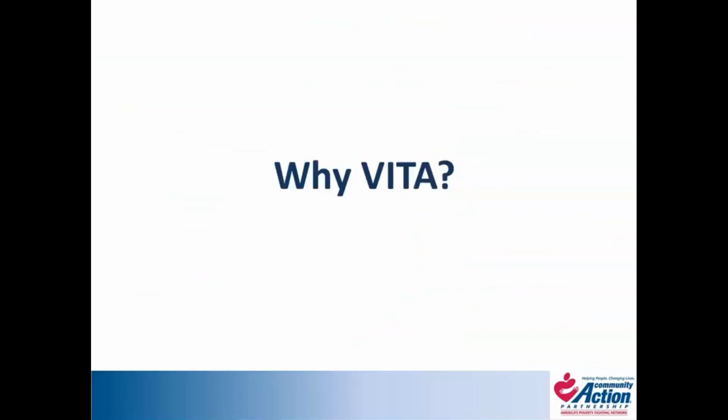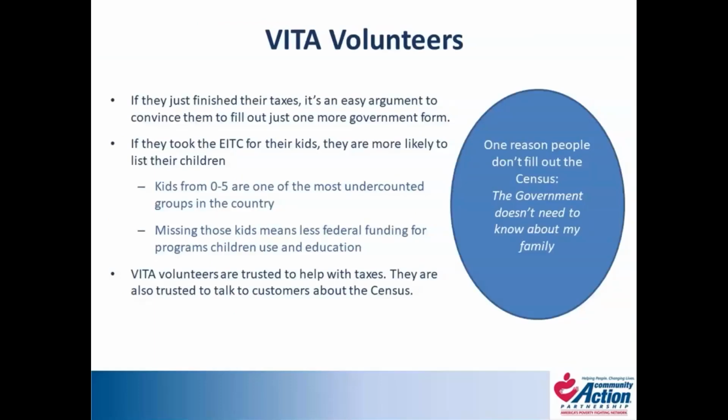All right, we've touched on this a little bit, but I want to expand on it a little. Our VITA volunteers come in and help people prepare their taxes. They just finished their taxes. And so it's a very easy argument to say there's one more government form we need you to fill out. A lot of arguments go out the window, especially like the government doesn't need to know about my family, if you've just helped a person fill out their earned income tax credit where they put their 2 kids on to qualify for that tax credit. So by combining the census with VITA, we're hoping that we can encourage people to take that one next step to fill out that census form.